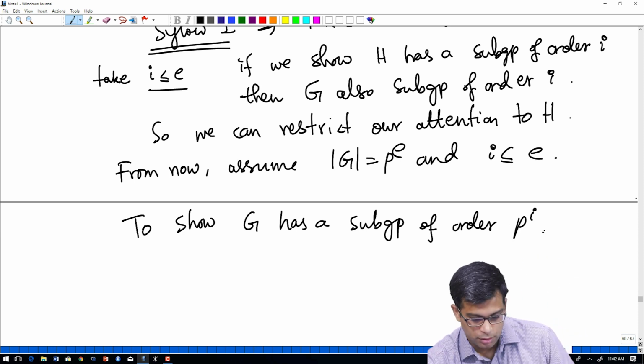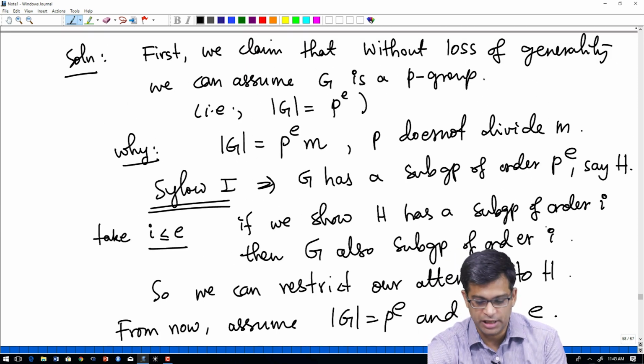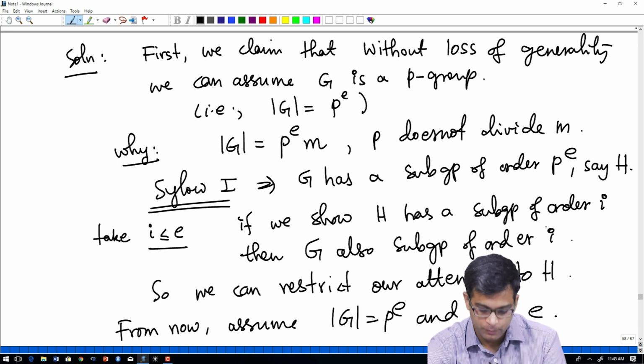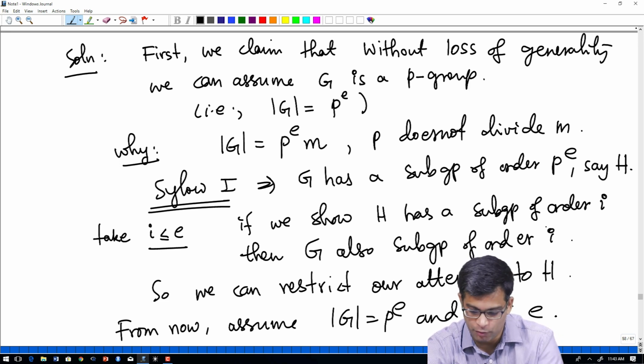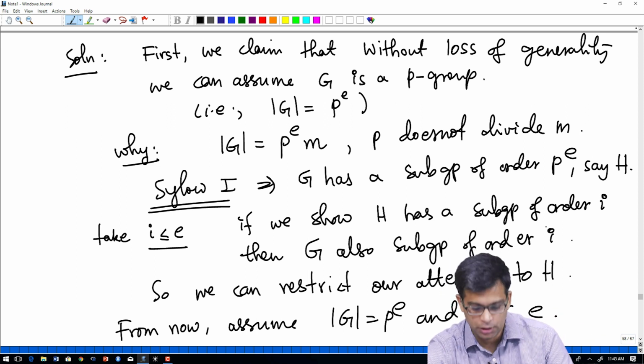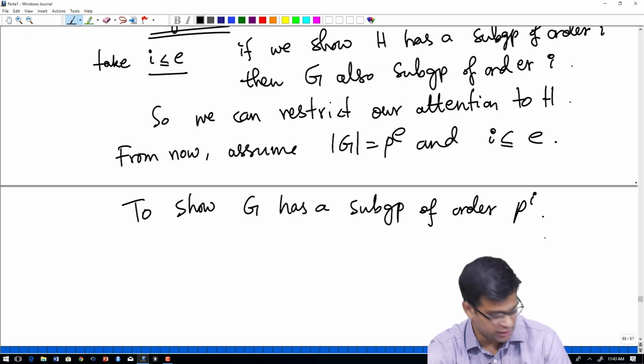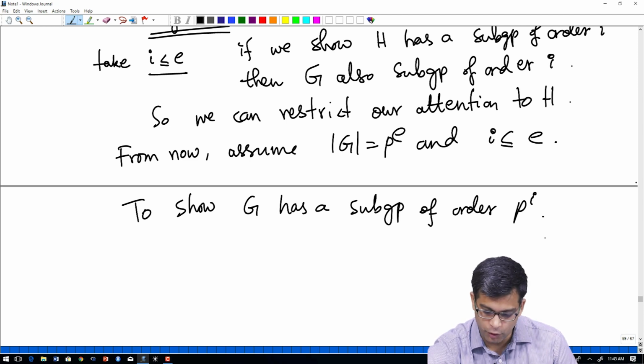Just to quickly recap why we can make this assumption: G need not be a p-group, but its order will decompose like this. Sylow 1 says that G has a subgroup of order p^e, and if you prove the problem for that subgroup, we have solved the problem for the given group G. So, we might as well assume that G is a group of order p^e.